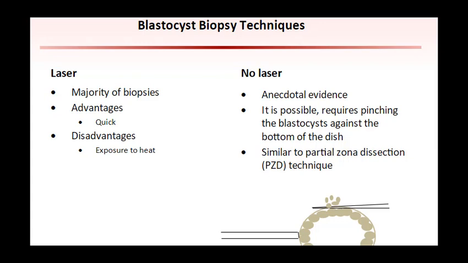The needle can be used to rub an opening in the zona using the partial zona dissection technique known as PZD. This allows several trophectoderm cells to be extruded and collected. It is unknown if this procedure is more or less damaging to the embryo than the laser. Regardless, there is more than one way to remove a piece of the trophectoderm, although the use of a laser appears to be the most common at this time.